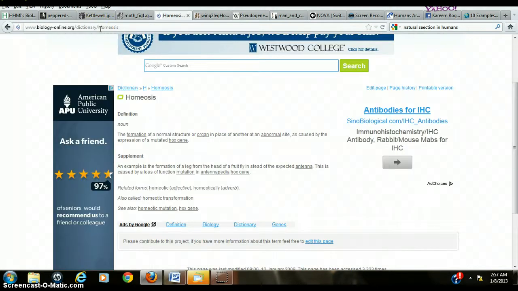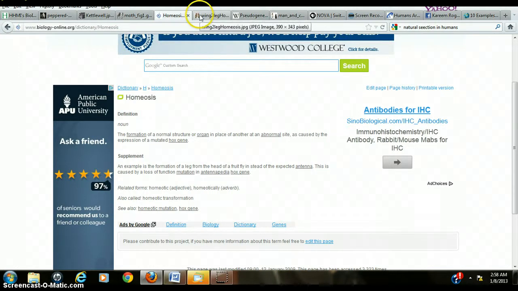Next, for identifying other key genes and genetic switches involved in the evolution of body forms, I chose the term homeosis. And according to biologyonline.com, which is right here, homeosis is defined as the formation of a normal structure or organ in place of another at an abnormal site, as caused by the expression of a mutated host gene. What this basically means is a body part is replaced with another one.